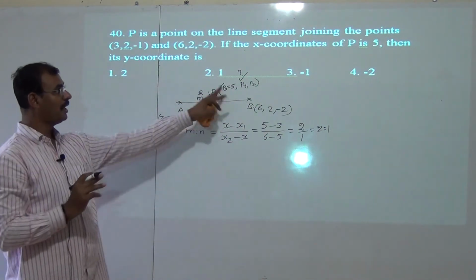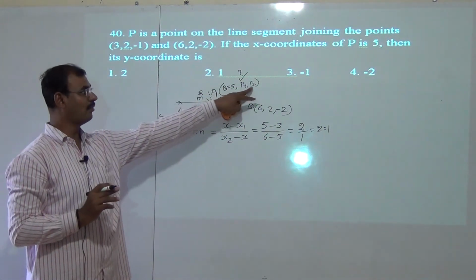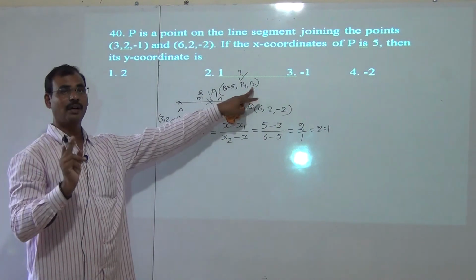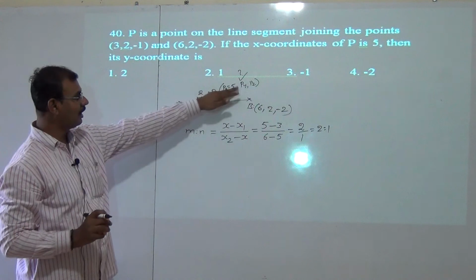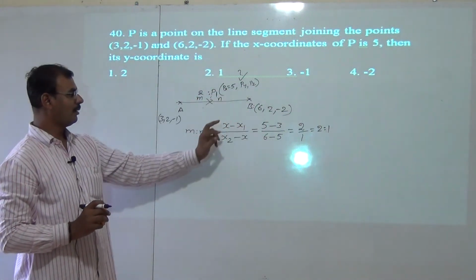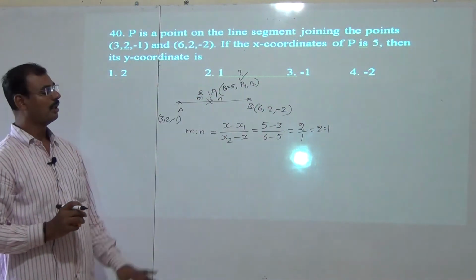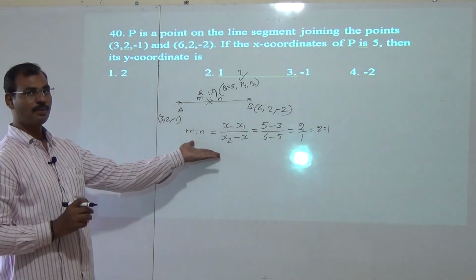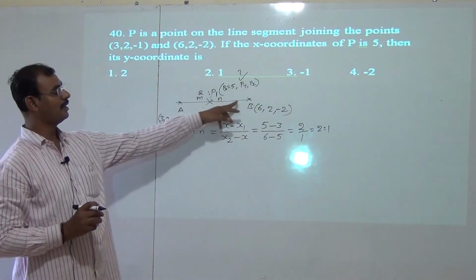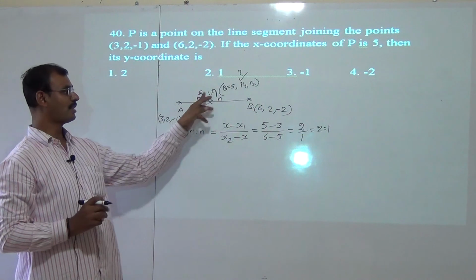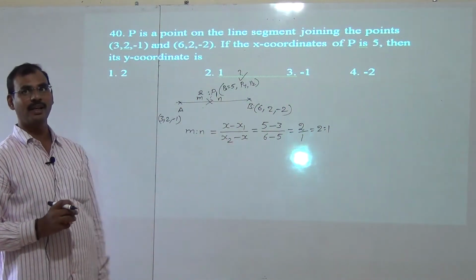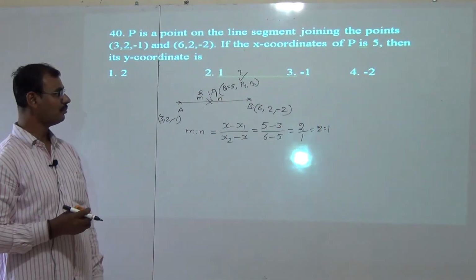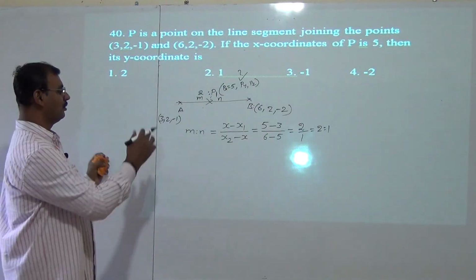Whenever one coordinate is given among the three values, we can find any value. Suppose y is given, then y minus y1 by y2 minus y. If you feel any difficulty with this form, go through the direct section formula, (mx2 plus nx1) by (m plus n). Applying the formula, we get the same ratio. Okay, now I am using this one.